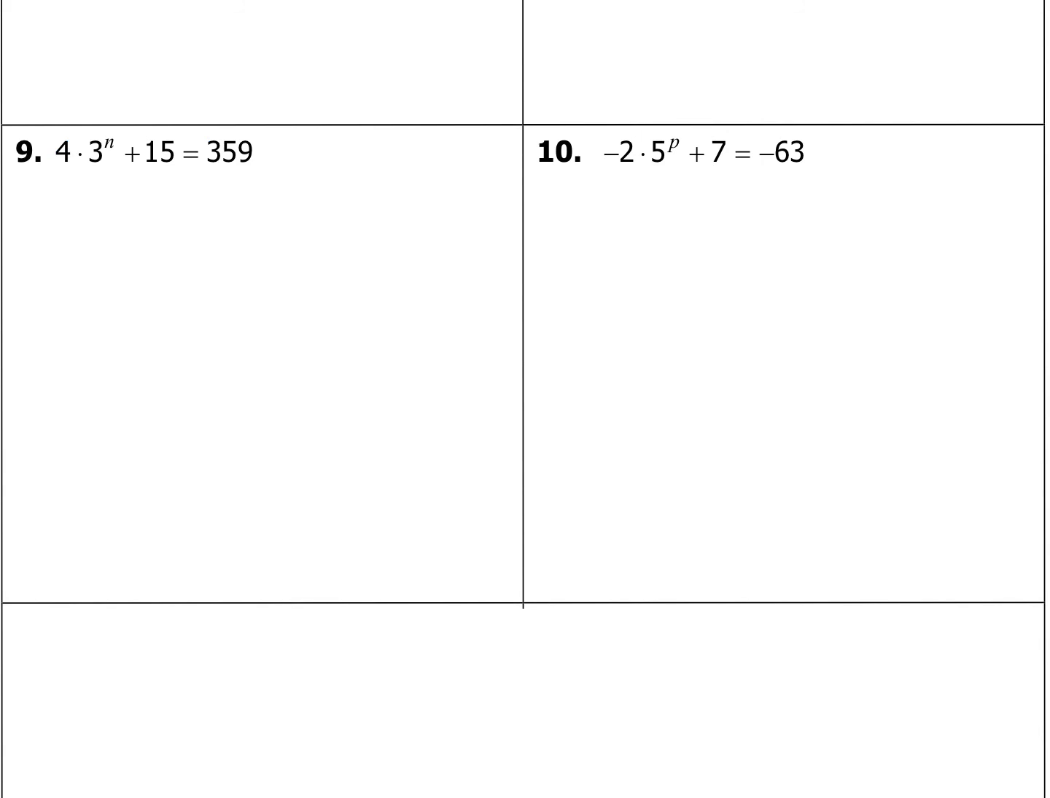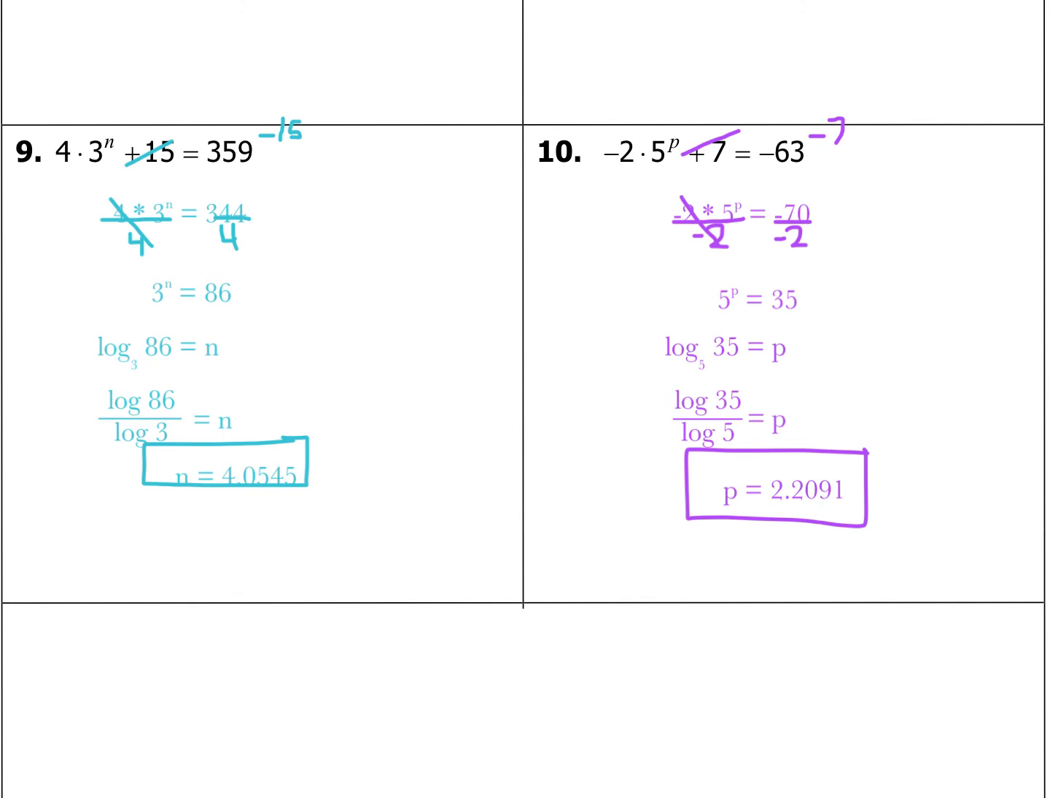Alright, go ahead and try number 9 and number 10. All right, so for number 9, I got n equals 4.0545, and then for 10, I got p equals 2.2091. So if you got those, you can go ahead and move on. If you didn't, pause the video, look over my notes, see where my work differs from yours, and see if it makes sense. Write down any points of confusion or questions that you have about my work.